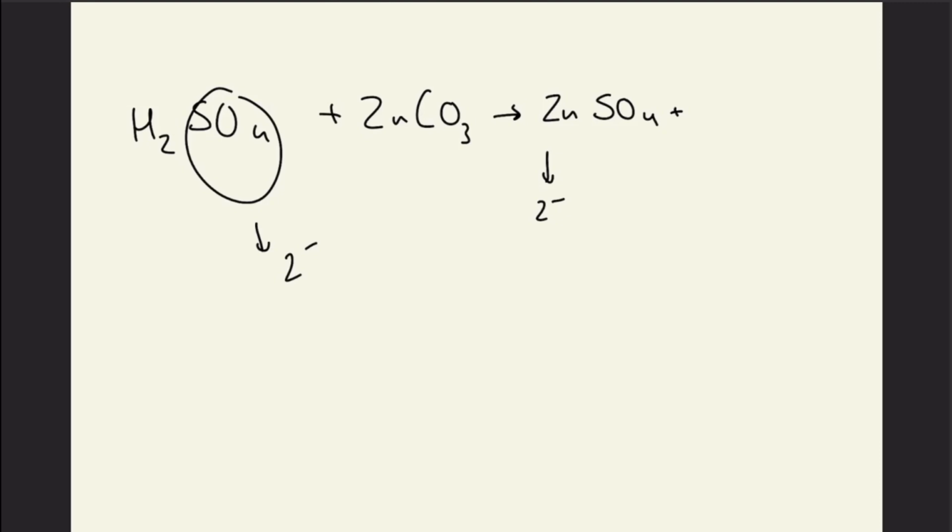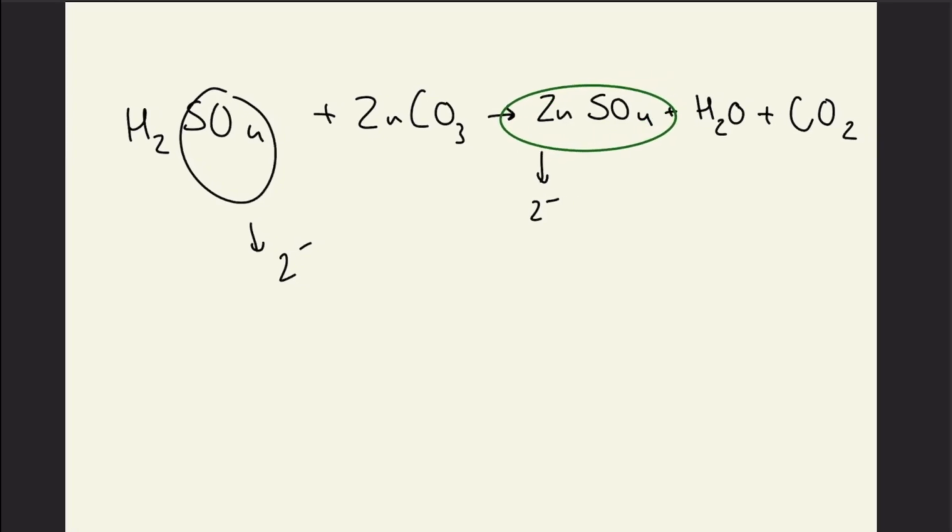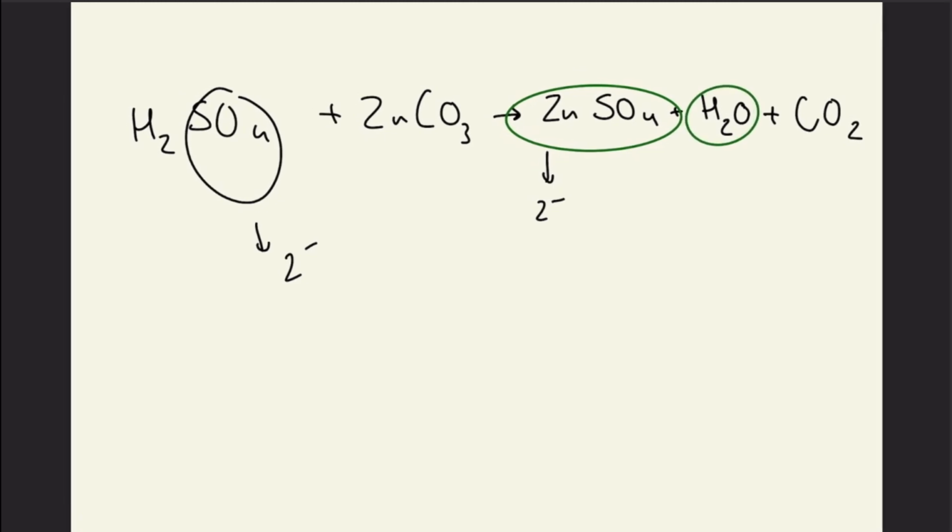Then what is left? Well, we have a hydrogen and an oxygen. We have H2O. But what's left now? Oh, we have a carbon, and we have carbon dioxide left. And there is no need to balance it because everything's already balanced. And this is our outcome. We have our salt, we have our water, and we have our carbon dioxide. This is our outcome over here.